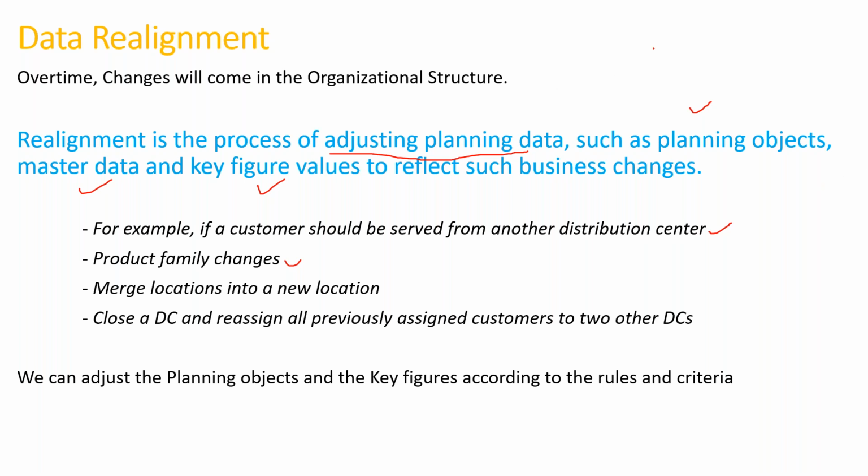Again, you can merge locations into one new location. We have seen two DCs becoming one regional DC. Or close a DC and reassign all producers and DC-to-customer relationships. You can think of different things like that, and in those cases we use data realignment. How the adjustment happens is based on the rules and criteria we set in the data realignment project that we create.